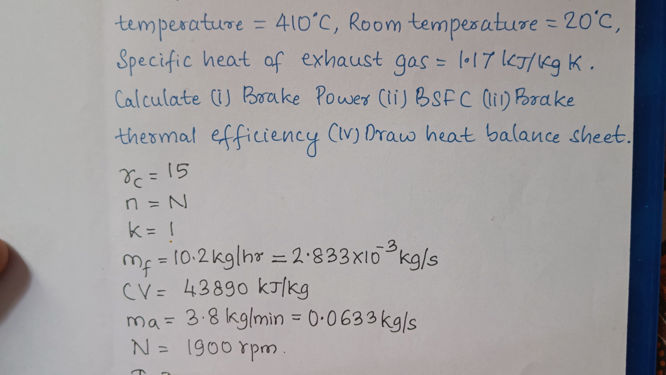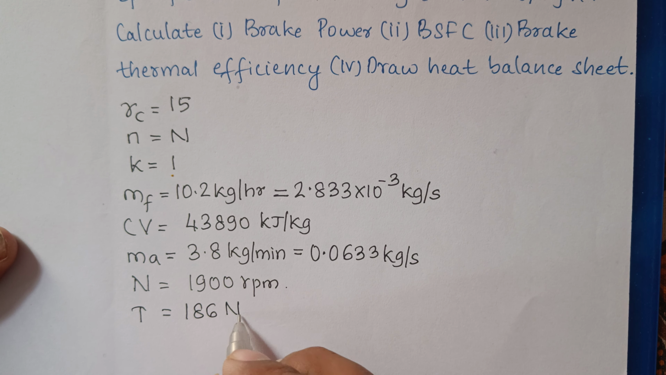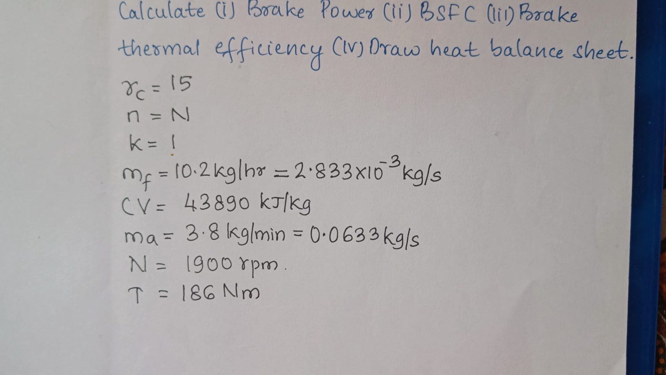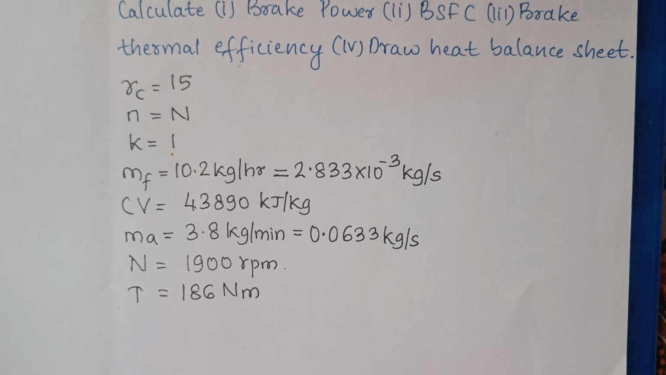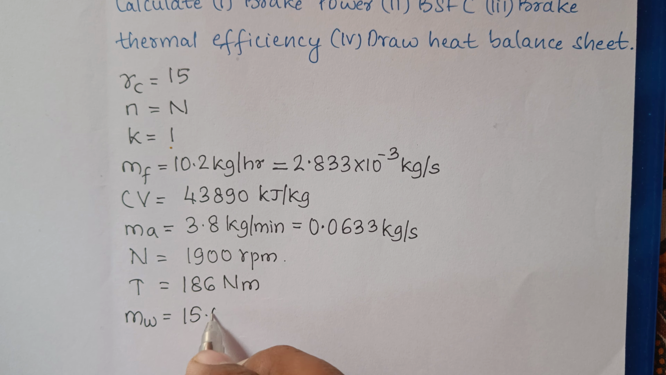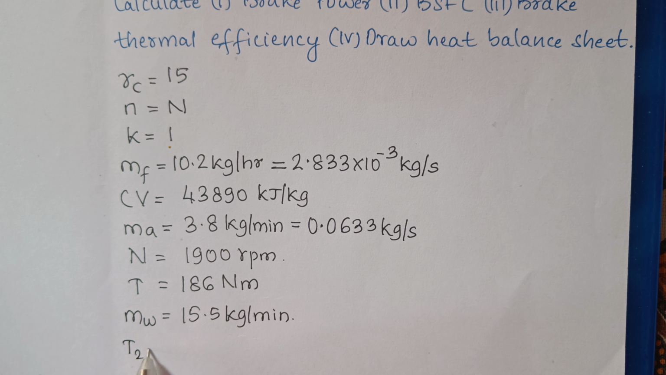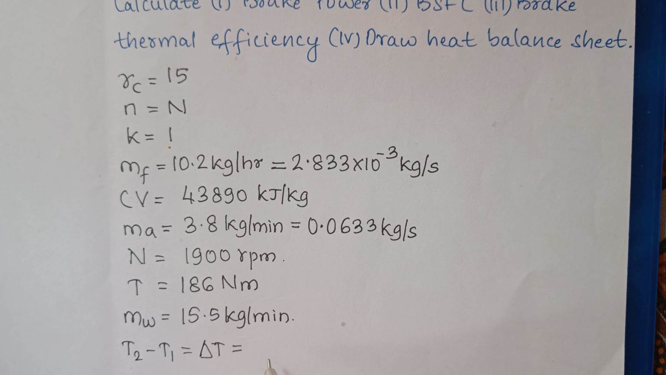Then torque is given to us, T is equal to 186 Newton meter is a torque given to us. Then next, after torque, quantity of cooling water used, that is MW. MW is equal to 15.5 kg per minute. Then next, after that, you have rise in temperature of cooling water, that is, you can call it as T2 minus T1 or delta T. In other words, delta T is equal to 36 degree centigrade.